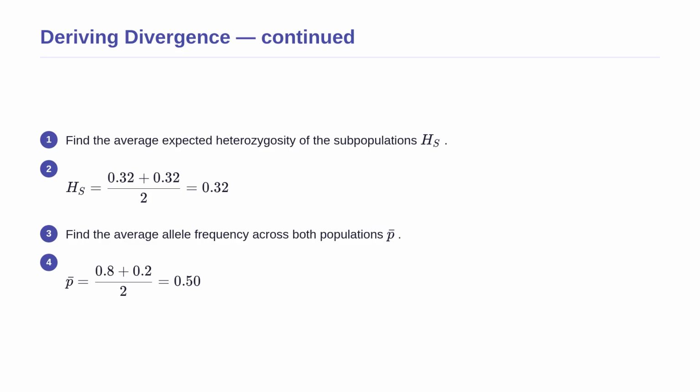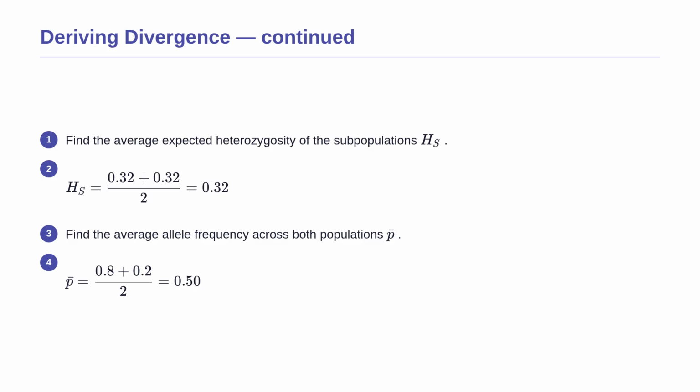With the individual heterozygosities calculated, this brings us to finding the averages across our beetle populations. First, we need the average expected heterozygosity of the separate subpopulations, which is our HS variable. We add the diversity of population 1 to population 2 and divide by 2. Since both are 0.32, their average remains 0.32.